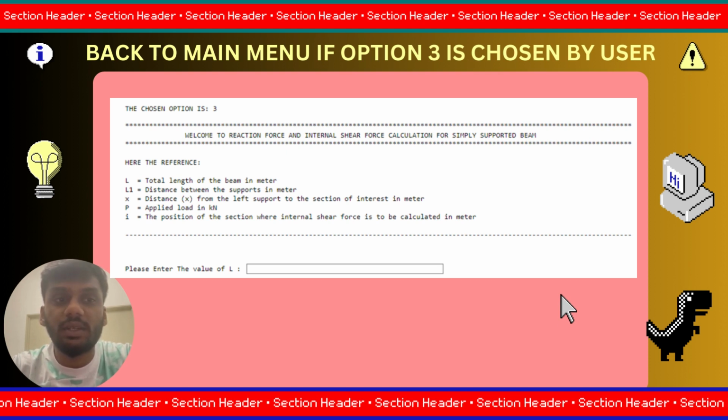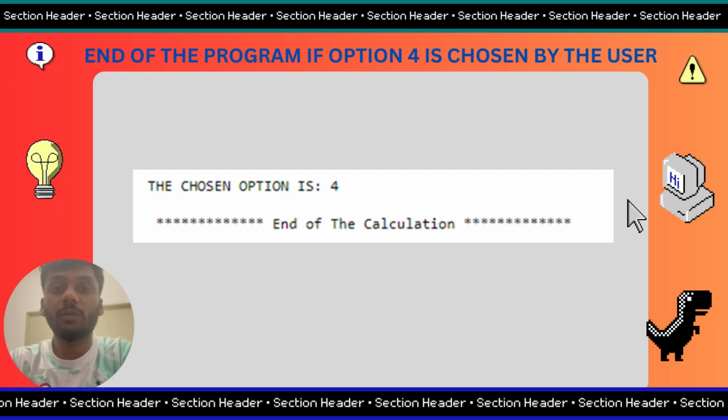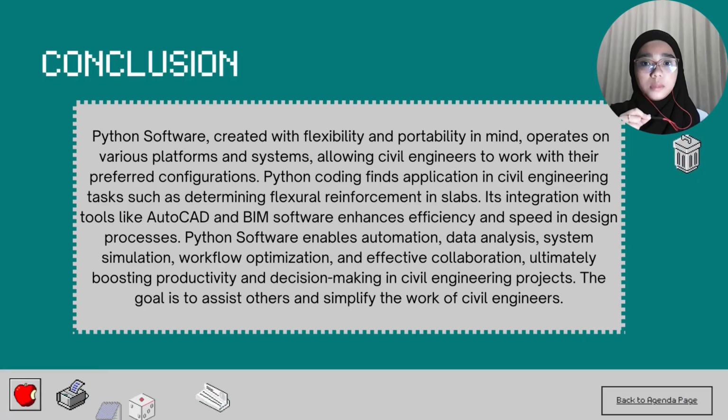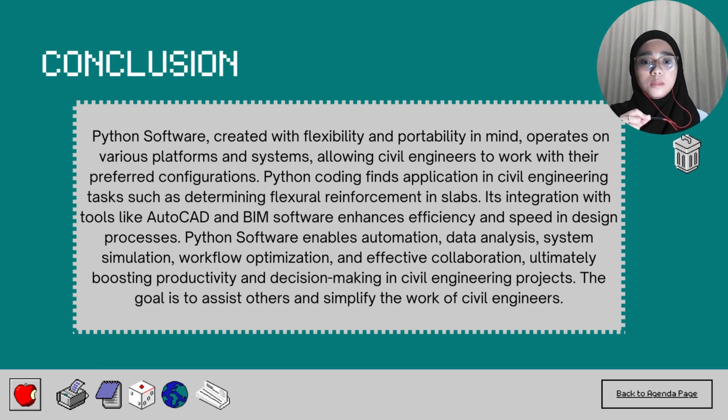It will ask for the values of L, L1, X, P, I to run the program. In the program, if option 4 is selected by the user, it will show the command that ends the calculation. In summary, the Python software, created with flexibility and portability in mind, operates on various platforms and systems, allowing civil engineers to work in their preferred configuration.